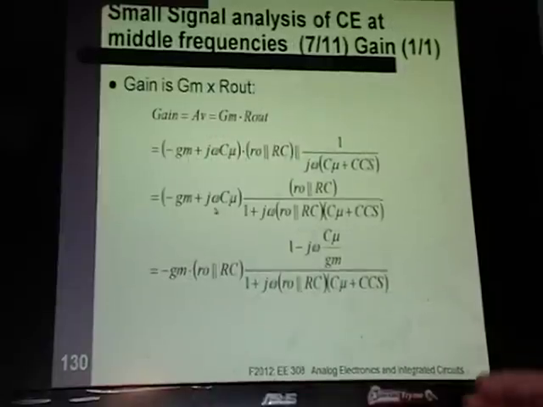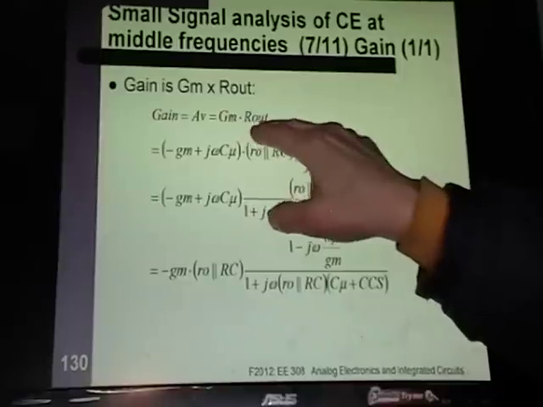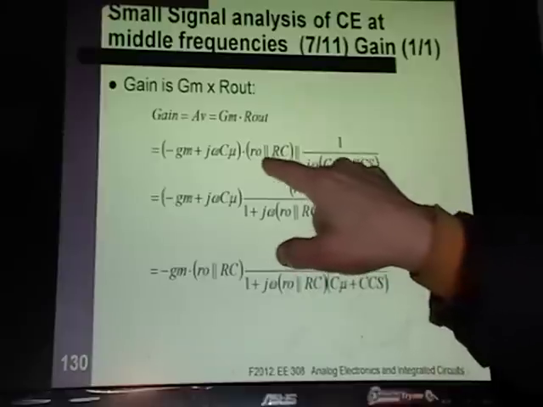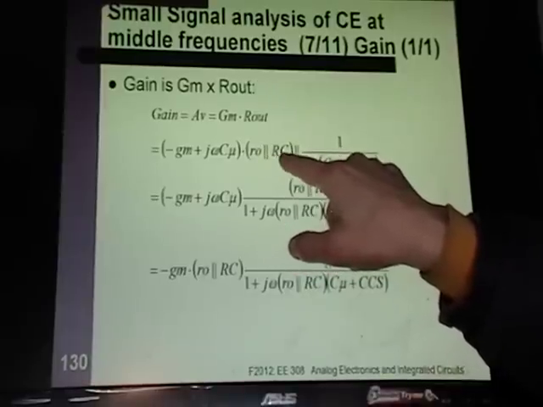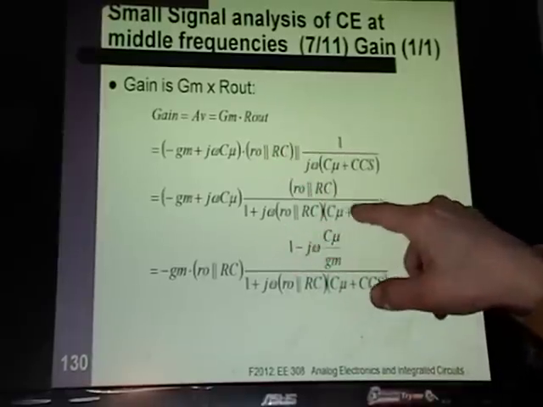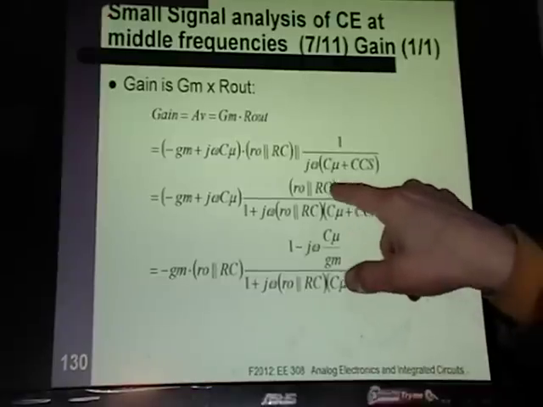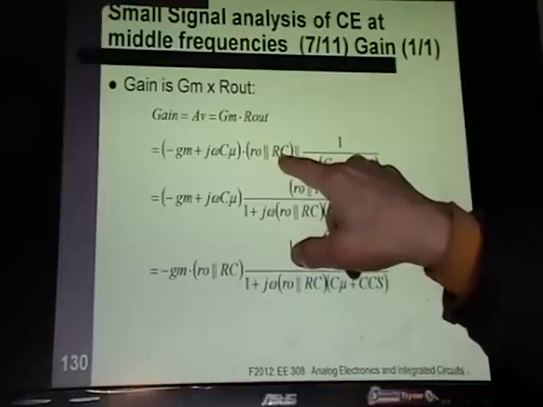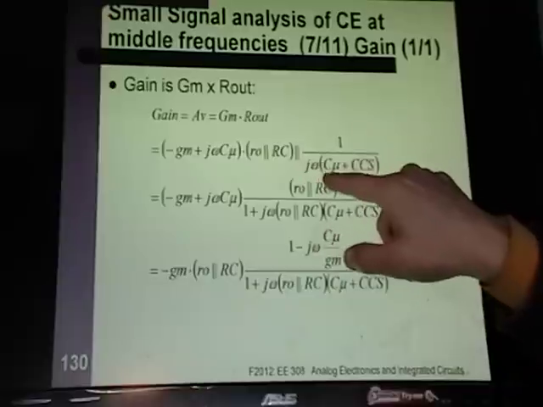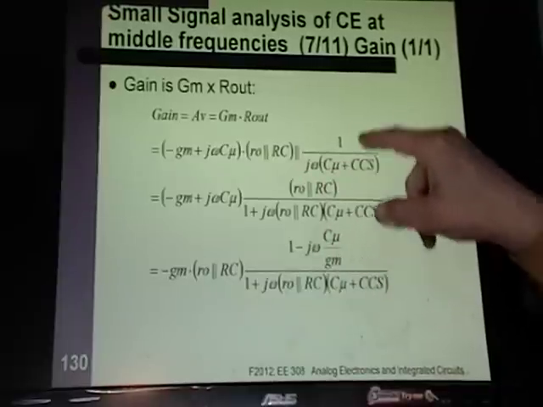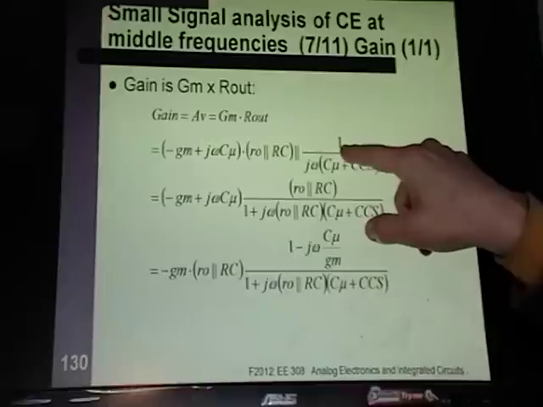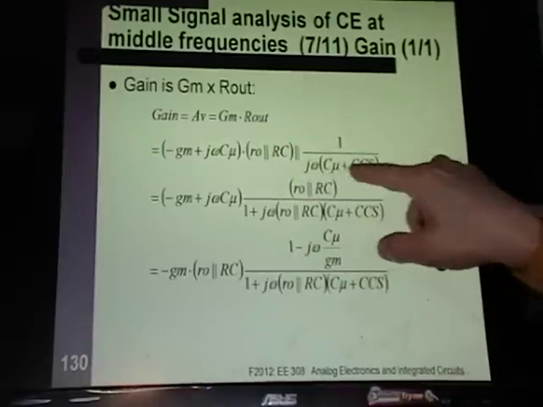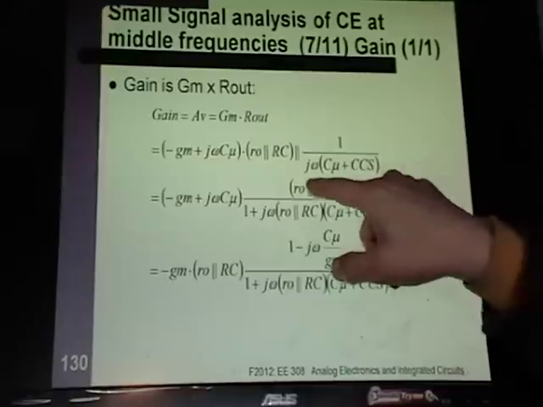To find your gain, you do Gm times R out. Here's your Gm. This whole thing right here is R out, and I left this as RO in parallel with RC. Because this is our original R out, but now I'm going to put that in parallel with 1 over j omega times this C. To do that, on top you get this times this. On the bottom you get this plus this. And then I just multiplied top and bottom by the j omega C mu plus C CS. And it comes out to this.